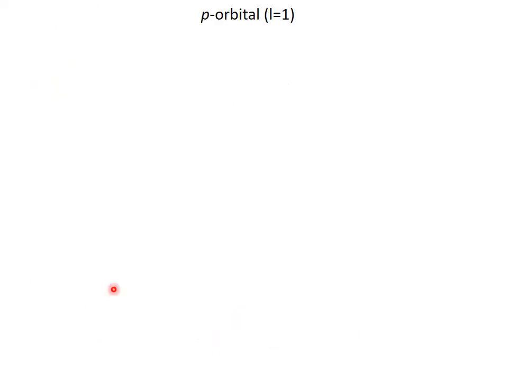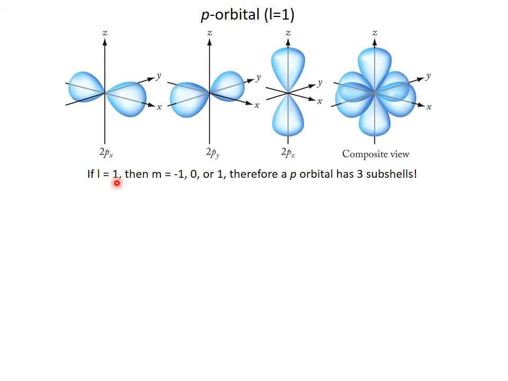What about higher L number orbitals? If L equals 1, we said that was a p orbital. If L equals 1, then m can equal -1, 0, or 1. Therefore, a p orbital has 3 subshells. So you can see 1, 2, 3. This is the composite view.